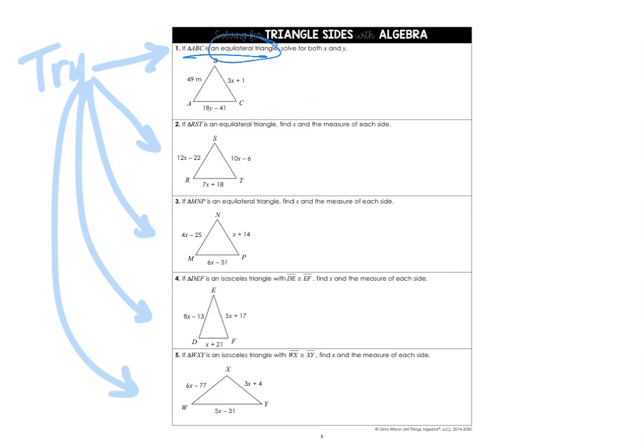Well, if you know it's an equilateral, that means that all sides are equal. So that gives you a statement of equality. And if it gives you a statement of equality, you can set things equal to each other to find both x and y. So this is where I want you to go ahead and do these 5 questions.